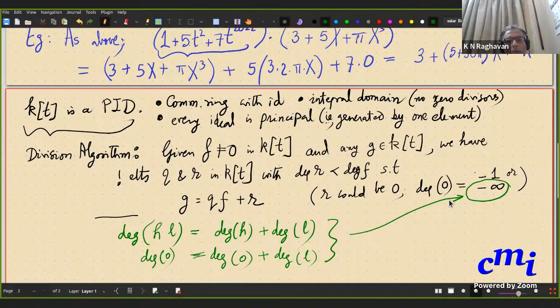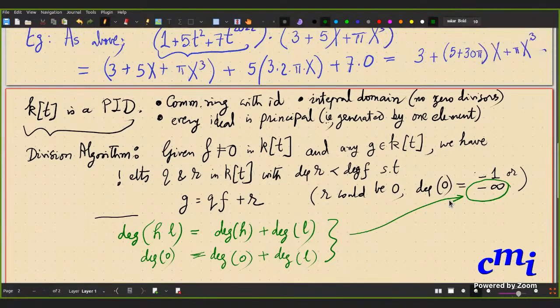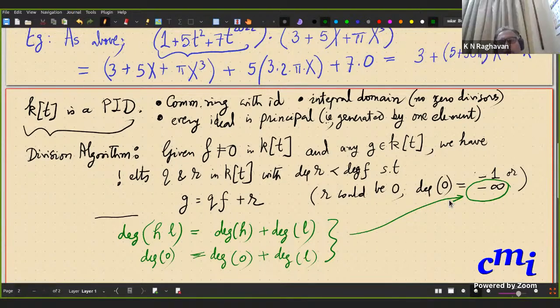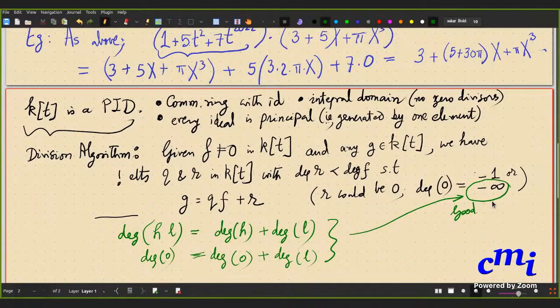Anyway, the degree is the highest power. That doesn't quite do it, right? I mean, what is the highest power? It becomes philosophical. What do we mean by highest power, etc.? But if you choose minus infinity, then you can still keep this. You can write the degree of H times L is equal to the degree of H plus the degree of L without saying H is non-zero, etc. Okay, is that okay, Annamalai? Yes.